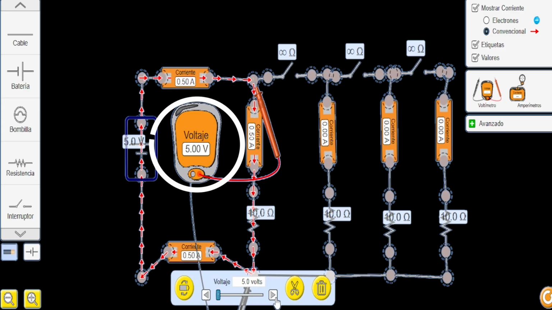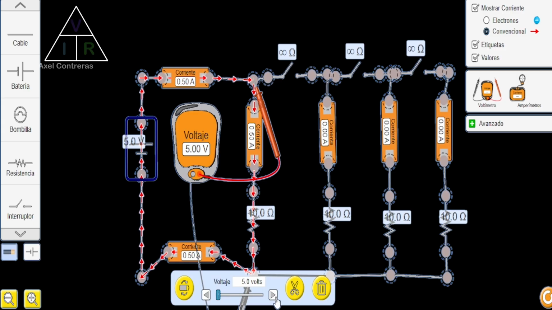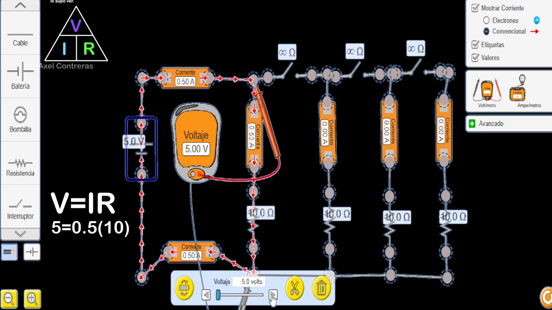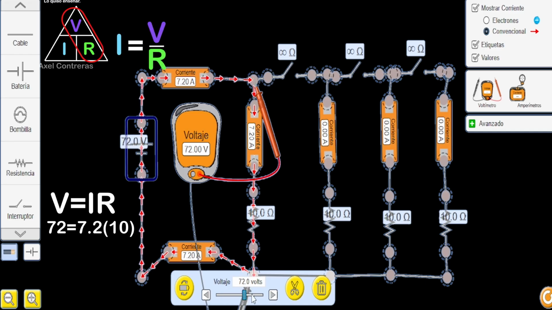In the initial state, we could clearly see that Ohm's law is perfectly obeyed. Remember that voltage is equal to current multiplied by resistance, or, in this specific case, 5 volts is equal to 0.5 amps multiplied by 10 ohms. And if we then increase the voltage, given that the resistance still remains at 10, what necessarily has to happen is that the current will grow. For Ohm's law to still hold true, now we have a voltage of 72 with a current of 7.2 and the resistance remains at 10.